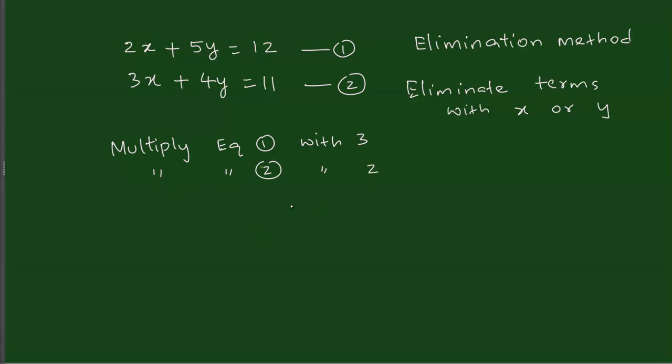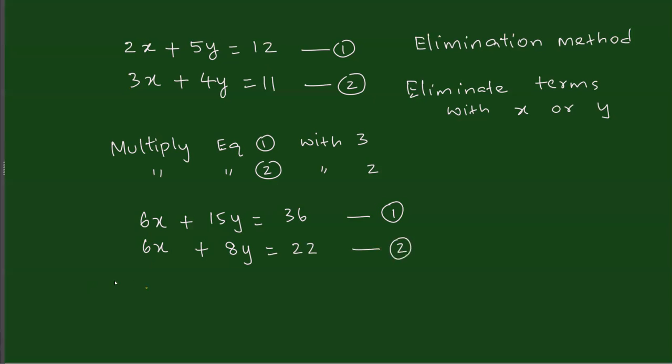So what do we end up having? We multiply throughout. The first equation, if I multiply by 3, 3 into 2, I have 6x plus 15y, and the right hand side I have 36. So that's my first equation. And then here I'll be multiplying with 2. So I have 6x plus 8y equals 22. This is our second equation.